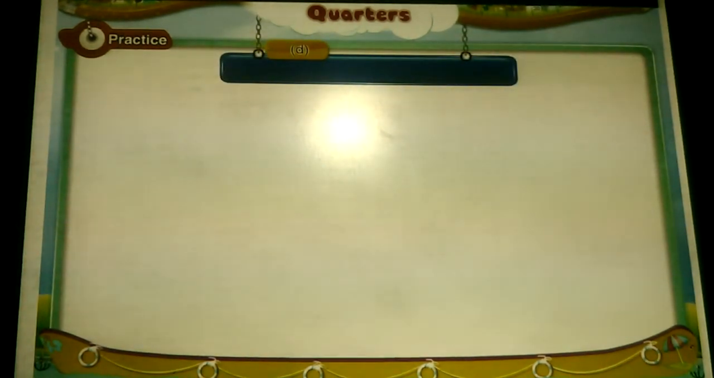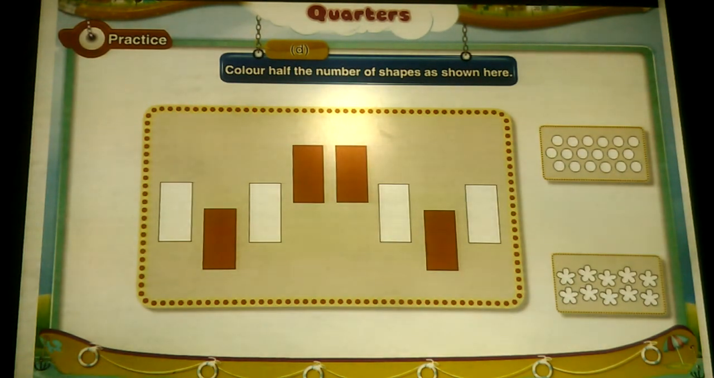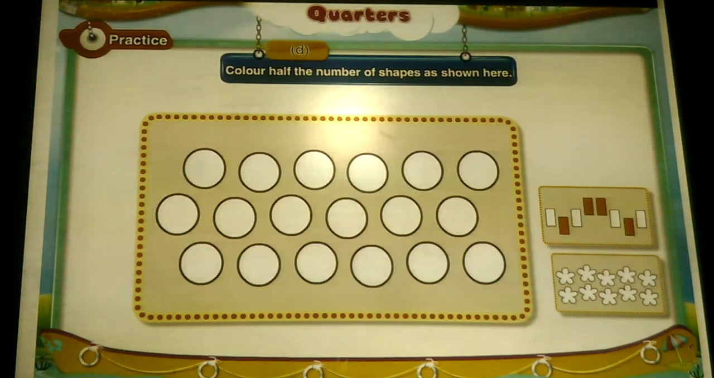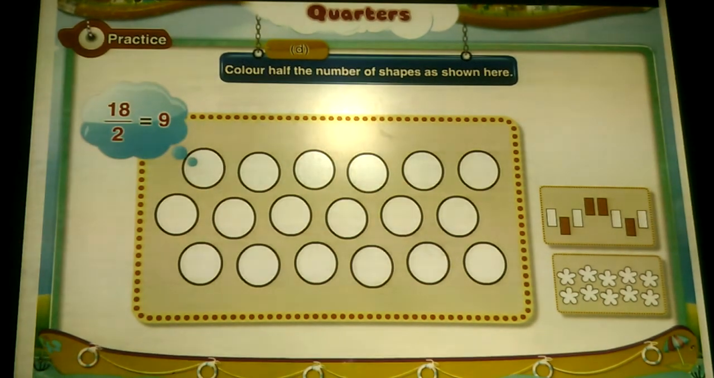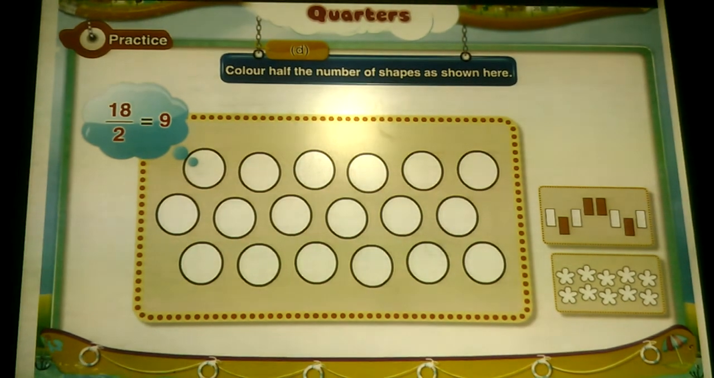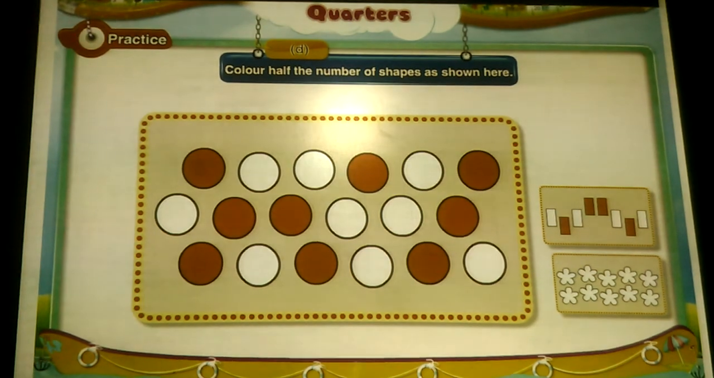D. Color half the number of shapes as shown here. 8 rectangles are given here, out of which half of 8, that is 4 rectangles, are colored. In this figure, 18 small circles are given. We have to color half of them. Dividing 18 by 2, we get half of it, that is 9. So, color 9 circles.